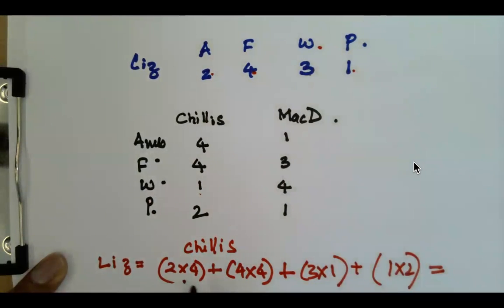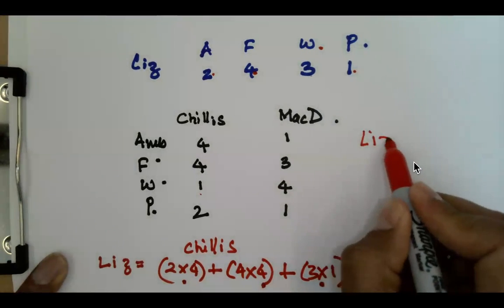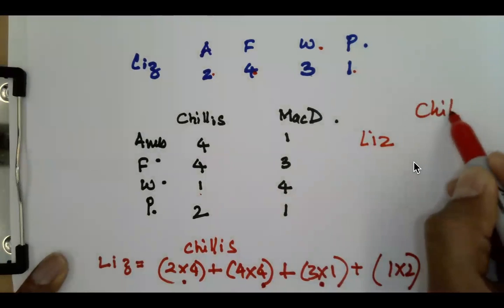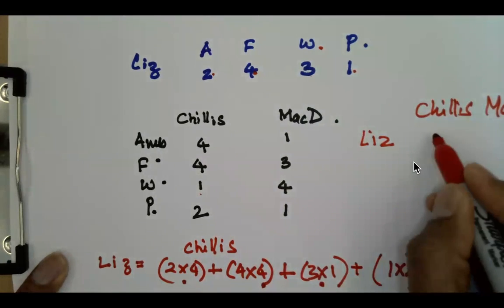So this is going to be 8 plus 16, which is 24, plus 3 is 27, and 27 plus 2 is 29. That's the score we got. So Liz has a score of 29 for Chili's.